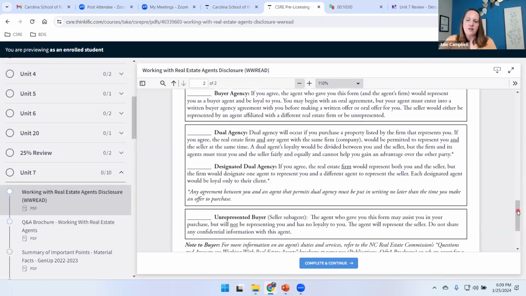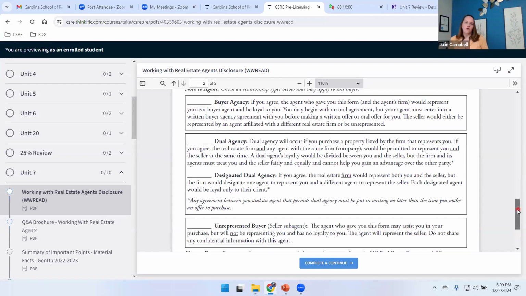But the big difference here is the type of agency that the firm may offer. So buyer agency, there's dual agency and designated dual agency again. And then do we have the possibility? Will my firm allow you to work with a non-represented buyer? If you're a non-represented buyer, that makes me a seller sub-agent. Is it a possibility? I don't know. That's going to be up to your firm, but that's what we're disclosing to the consumer.